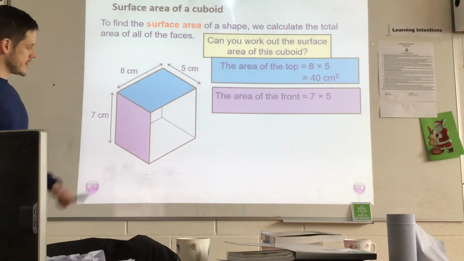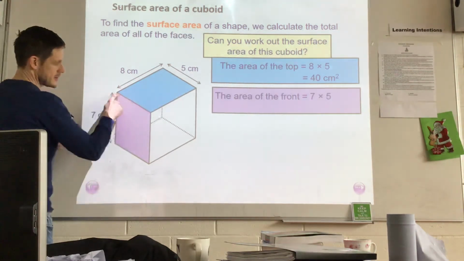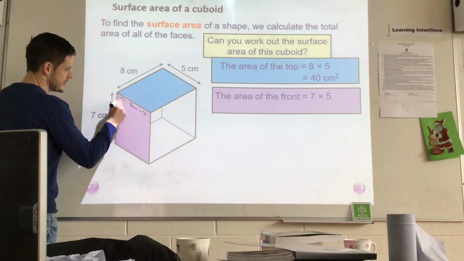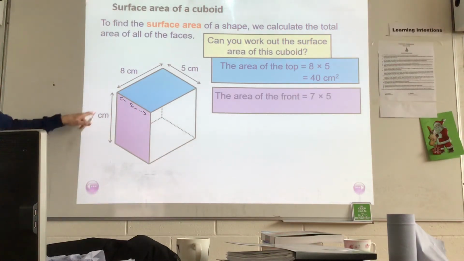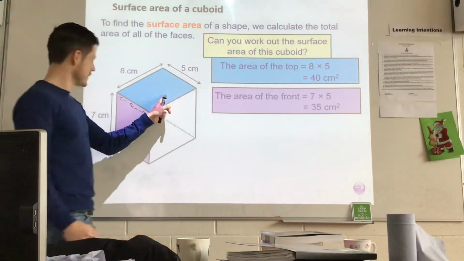Now I'm going to do this side here. So it's 7 high. Remember, this is 5 here, so this is going to be 5 here. That's the tricky bit. So it's 5 centimeters there. So I do 7 by 5, gives me 35 centimeters squared. So I've done the top, I've done the side.